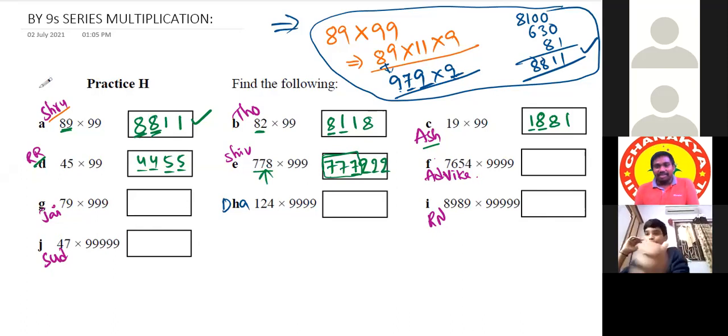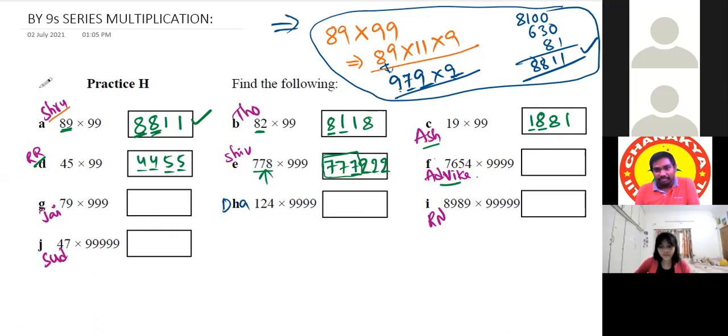Advika, ready? Yes, sir. Carry on. 7,654's predecessor is 7,653. So 9 minus 7 is equal to 2. 9 minus 6 is equal to 3. 9 minus 5 is equal to 4. And 9 minus 3 is equal to 6. So our answer is 2,346. That's all. No need to read this number because this is a bigger one. Very good.